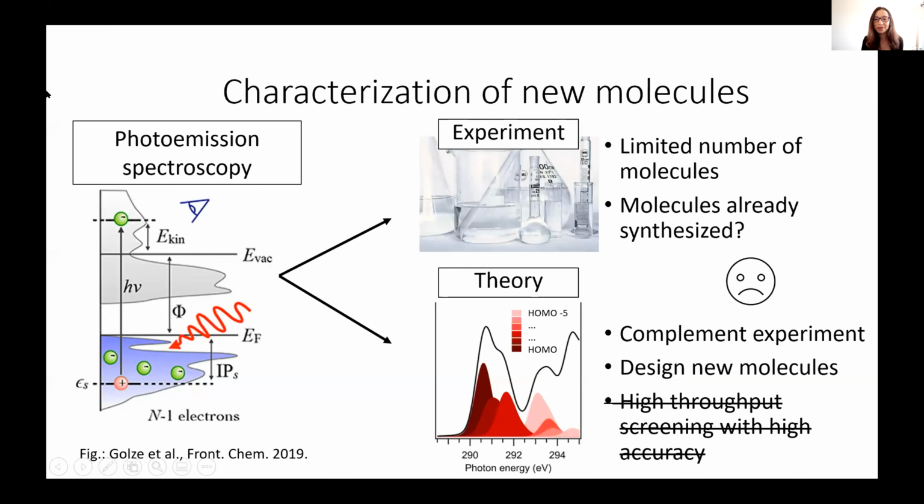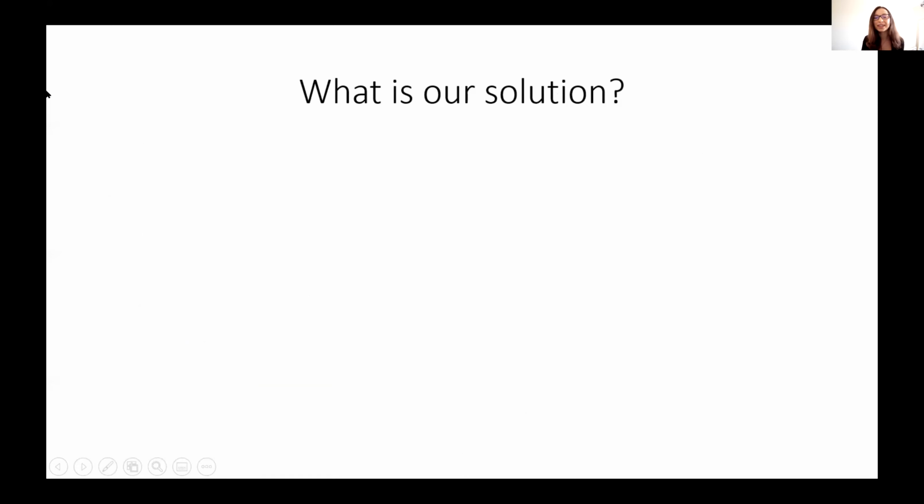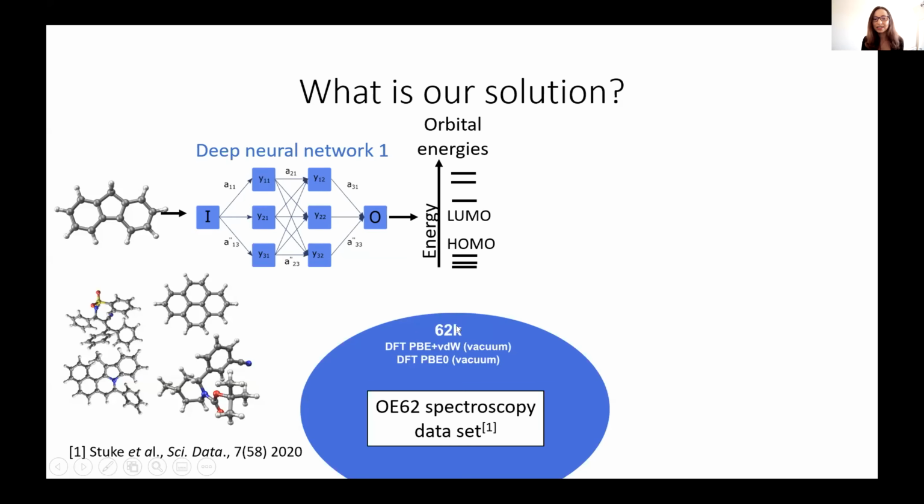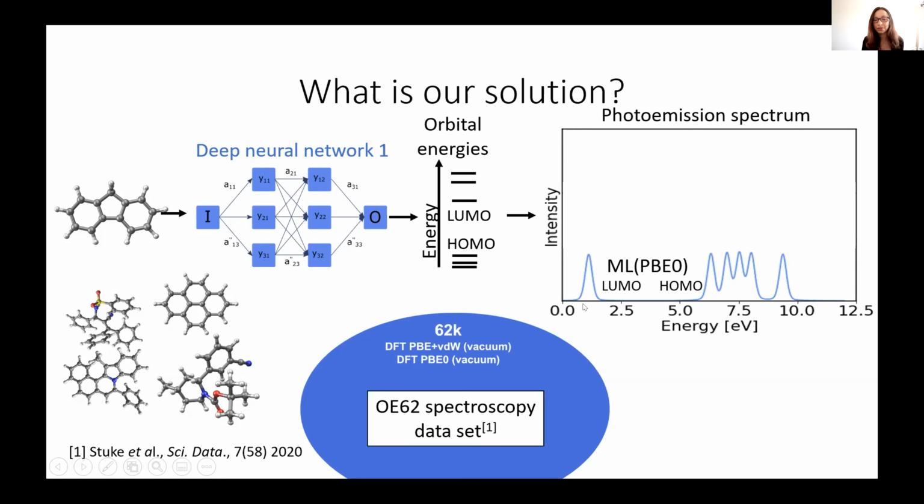And our solution to this problem is, as a solution of many other people, machine learning. So what we did was we developed a machine learning model that was trained on orbital energies of the OE62 training set. And this is a training set that was developed to advance the research field of optoelectronics. So it's a spectroscopy data set of functional organic molecules, and it contains 62,000 data points of orbital energies at a DFT level of theory. So we trained a machine learning model on these orbital energies, and then we predicted the photoemission spectrum at almost no computational costs. And you can see here the photoemission spectrum and the peak of the LUMO orbital.